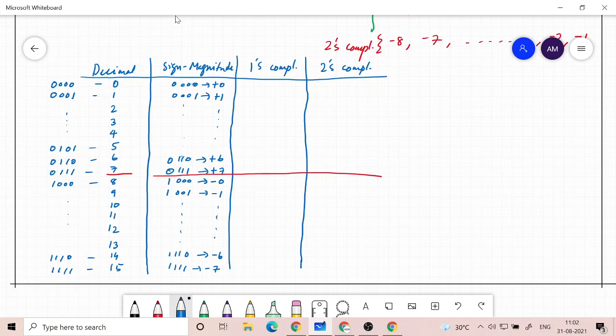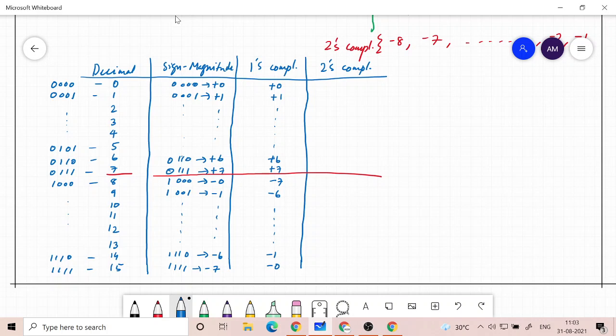Okay, so what about 1's complement? For 1's complement, again, I am not repeating this binary code. If you look at that, it will be plus 0, plus 1, just like earlier, and then plus 6, plus 7. And what will be this? This will be minus 7, minus 6, etc., up to minus 1, minus 0. So that is the 1's complement form.